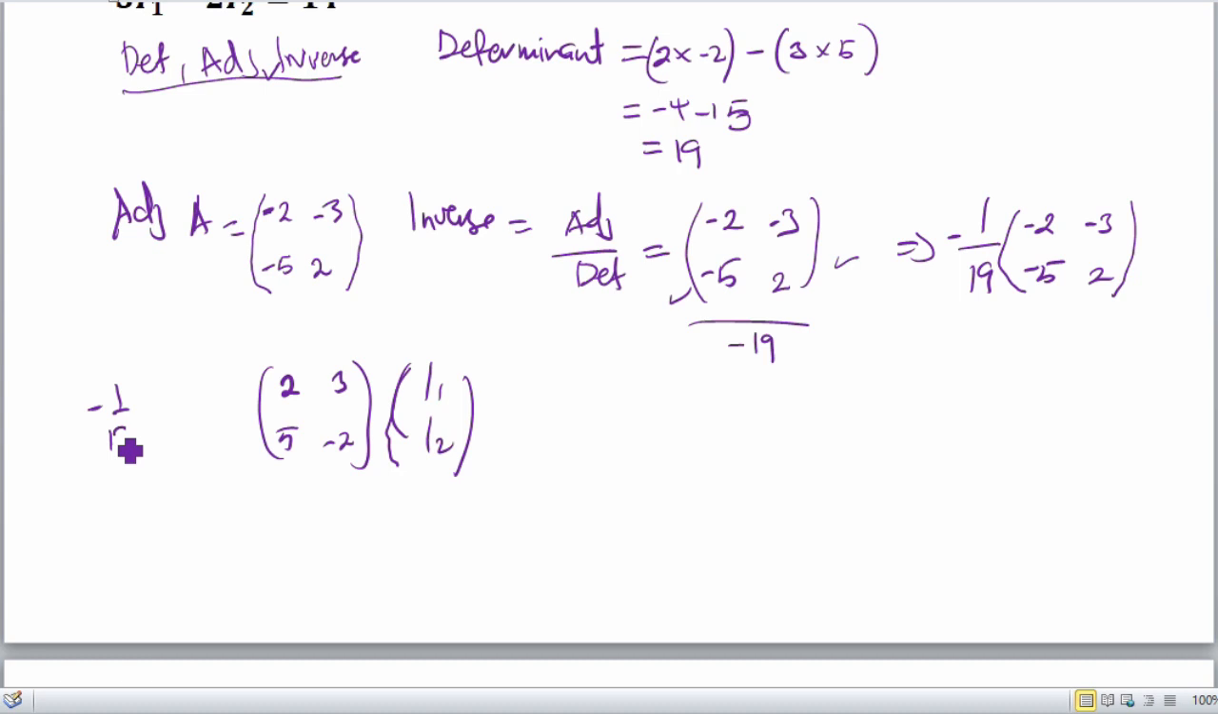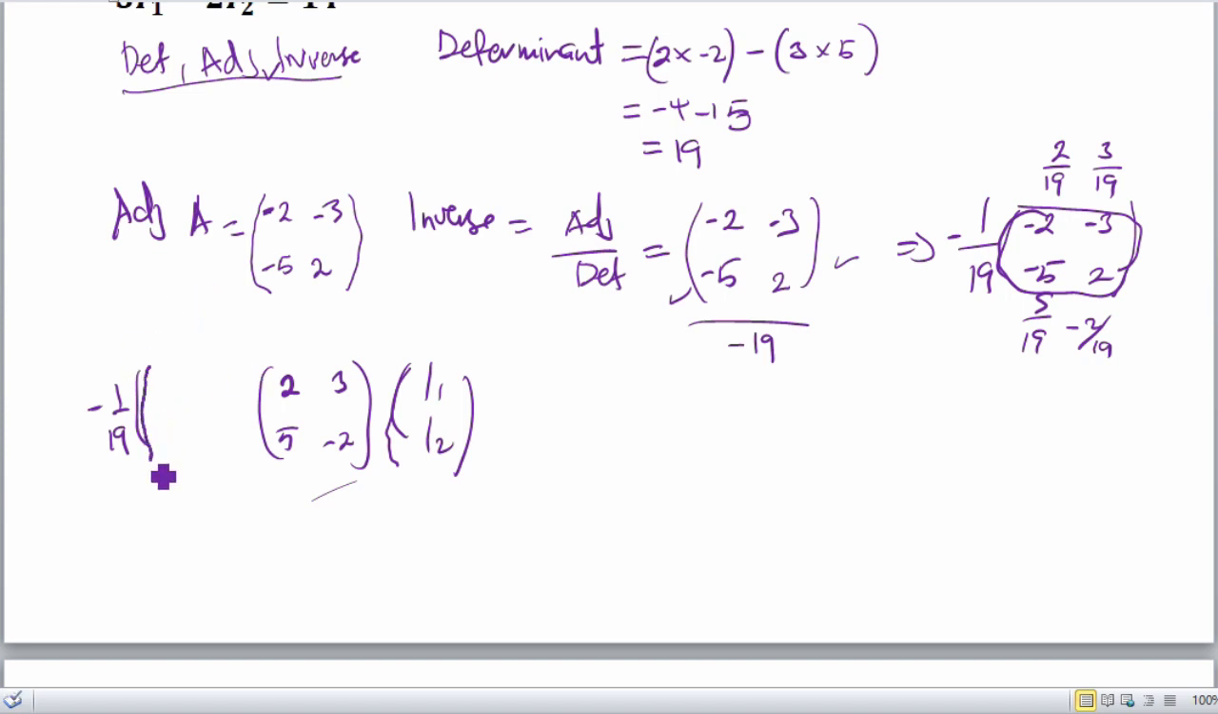but you will still get the values. So negative 1 over 19 times negative 2, which is a scalar multiplication, is just the same as 2 over 19, and that one will be 3 over 19, 5 over 19, and this one will be negative 2 over 19. But I prefer to leave it at that point. We shall simplify as we go by.